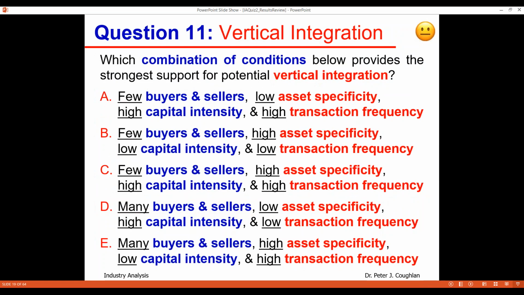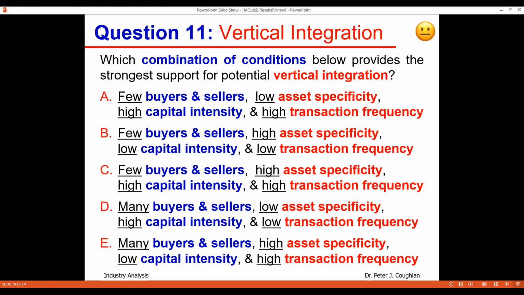Question 11, vertical integration. Okay, this one is a moderately challenging one. The next moderately challenging one. Which combination of conditions below provides the strongest support for potential vertical integration? Right. So you have all these options here. Is it few buyers and sellers or is it many? Is it low asset specificity or is it high? Is it low capital intensity or high, or is it low transaction frequency or high? So let's go through each of these.